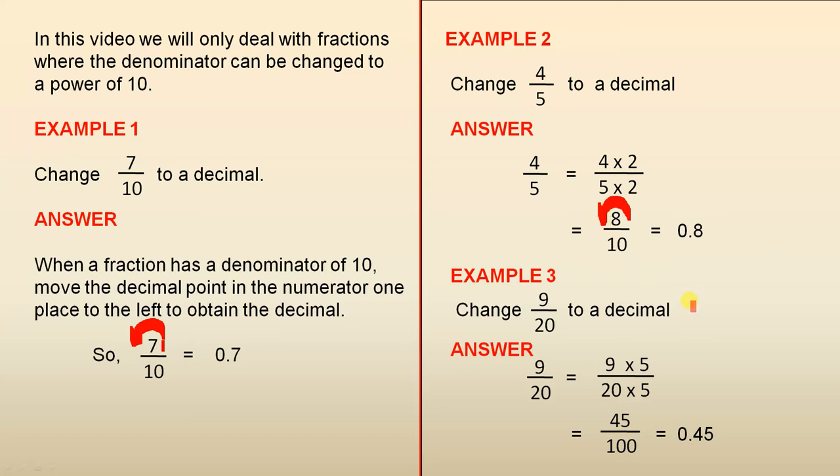Example 3, change 9 over 20 to a decimal. We have 9 over 20. If we multiply top and bottom by 5, that gives us 100 as the denominator, and the numerator is 45. Now, because we're dividing by 100, we move the decimal point from here, which is the invisible decimal point, 2 places to the left. 1, 2. And that's why it's 0.45.